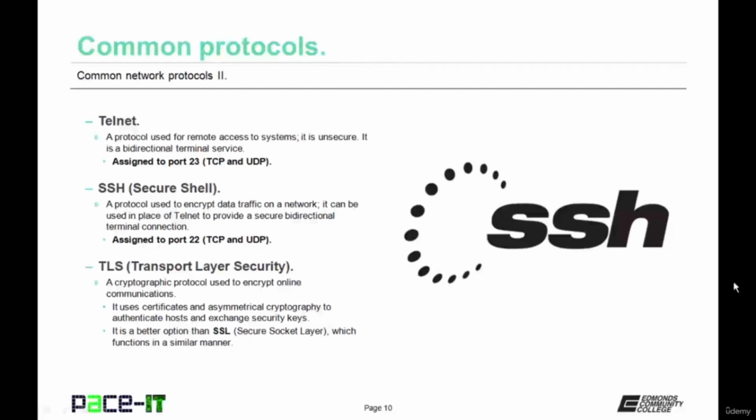Secure Shell, or SSH, is a protocol that's used to encrypt data traffic on networks. It can be used in place of Telnet to provide a secure bidirectional terminal connection, and it's assigned to port 22. And SSH uses TCP and UDP.